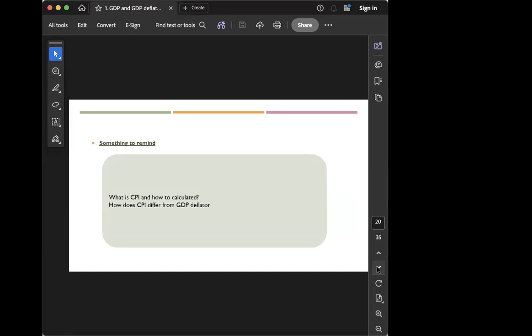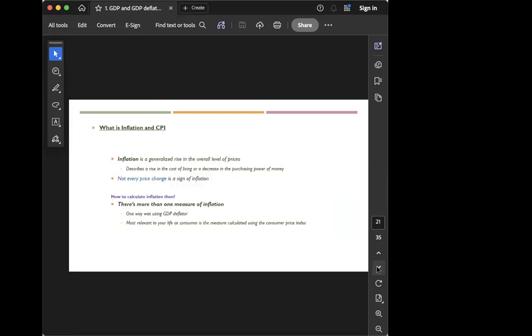This is something to remind you: check it before you study by yourself. Inflation is a generalized rise in the overall level of prices. This is one of the most important topics in macroeconomics because it affects everyday life. You always hear in the news that the inflation rate is high or low, they always focus on that. It affects how much people can buy and how households plan their budgets as well.